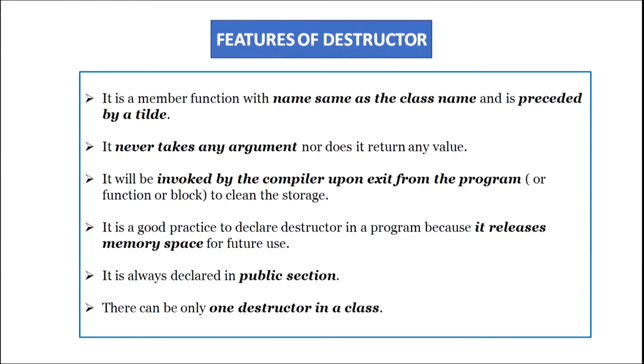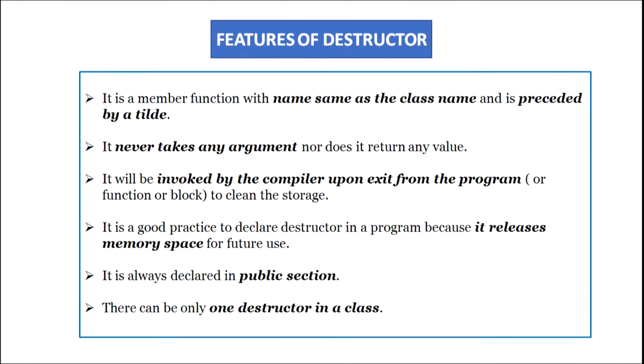Destructor is a member function with the same name as that of the class and is preceded by a tilde sign. You have already seen this. It never takes any argument nor does it return any value. It will be invoked by the compiler upon exit from the program or the function or the block in which it is defined to clean the storage. It is always a good practice to declare destructor in a program because it releases memory space for future use.